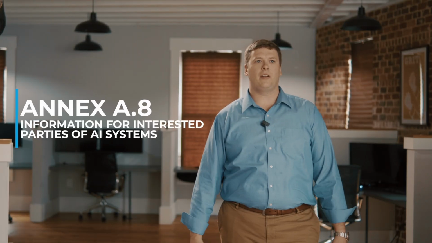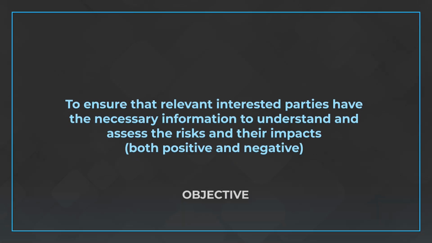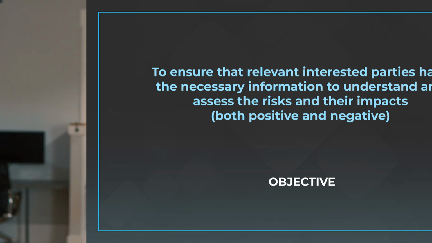Annex 8 is all about information for interested parties of AI systems. The objective here is to ensure that relevant interested parties have the necessary information to understand and assess the risks and their impacts, both positive and negative. So this harkens back to clause 4 in that you need to, again, determine who those interested parties are and think about them as you're implementing and operating these next 4 controls I'm going to cover.